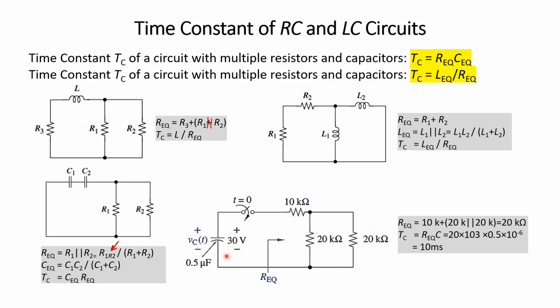So in here this capacitor sees an equivalent resistance of 10K plus the parallel combination of these two. This is 20K, 20K in parallel is 10K, 10K plus 10K is 20K, and capacitance is 0.5 microfarad. So the time constant is the product of R equivalent and C equivalent, which is 10 millisecond. I advise you to verify these calculations, because in preparing slides there may be some typos in it, so please verify these calculations.